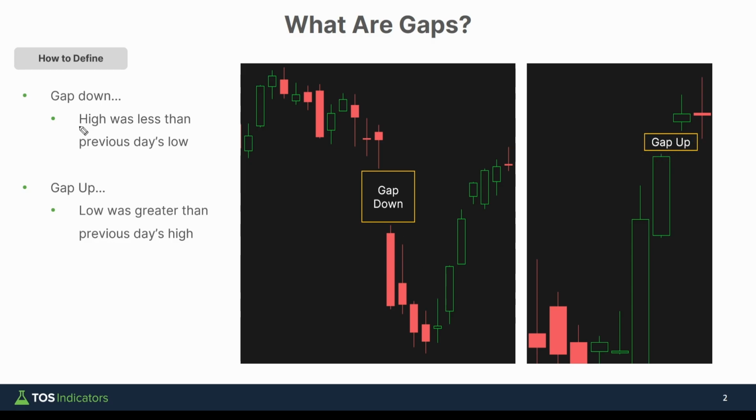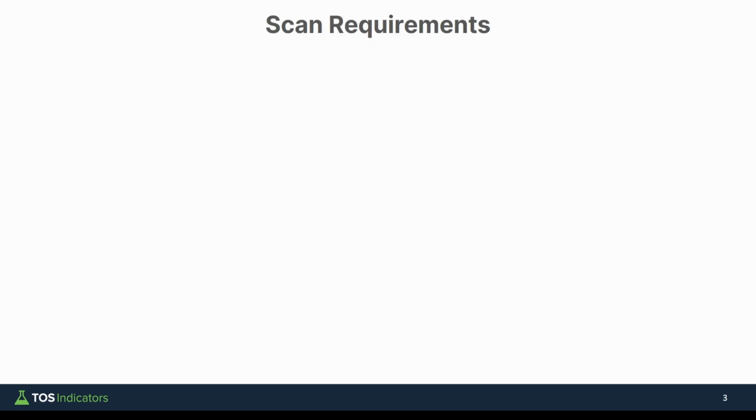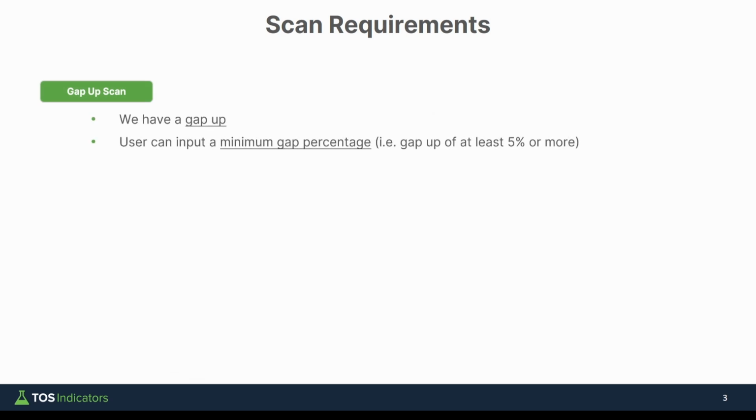Now, each of these are variables that we have available to us in ThinkorSwim, both the high price along with the previous day's low and high prices. So we can use that to build some very simple scans. For the scan that we're going to be building, we'll build a gap up scan. And here we're looking for not just a gap up, but that gap needs to be a minimum gap percentage, say a gap of at least 5% or more. We'll also add in two basic liquidity filters, one around volume, the other around a minimum share price.